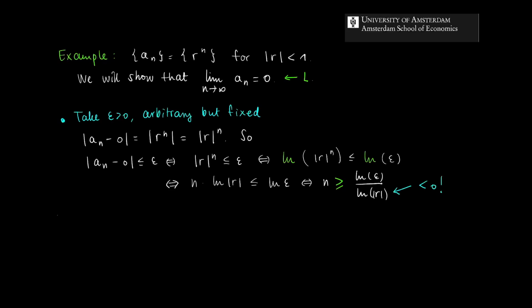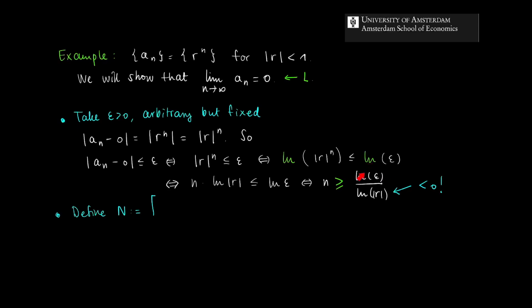Okay, so if we now continue our story, the second phase is defining our natural number, right? So our capital N, the index, such that if I take a larger index, then everything goes smooth and we get the absolute value of an minus 0 smaller equal than epsilon. So again, we take not the exact number, because we have here an idea what this number should be. It's the ln of epsilon divided by the ln of the absolute value of r.